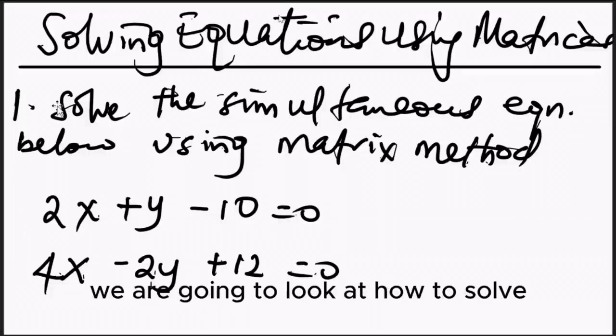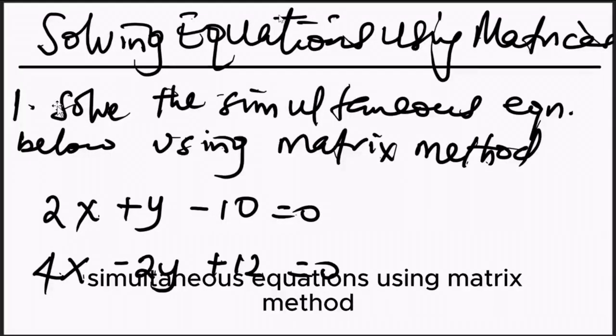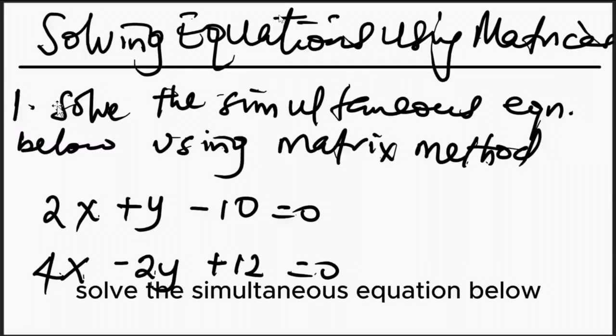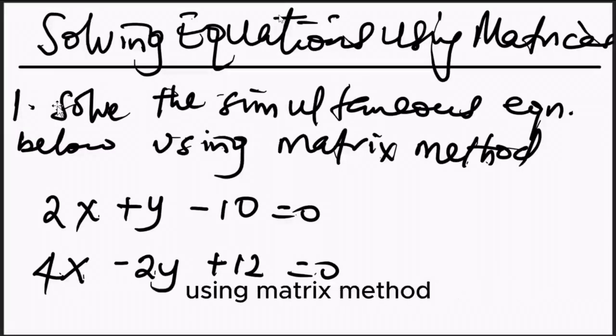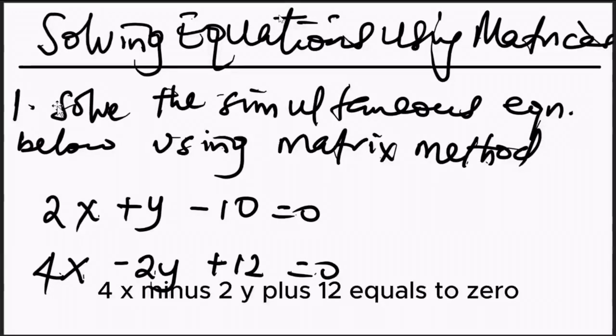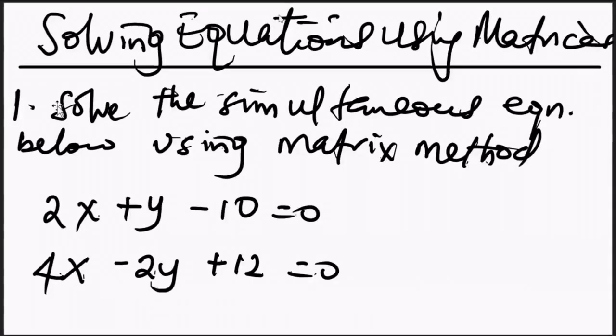In this video, we are going to look at how to solve simultaneous equations using the matrix method. They are telling us to solve the simultaneous equations below using the matrix method: 2x plus y minus 10 equals 0, and 4x minus 2y plus 12 equals 0.